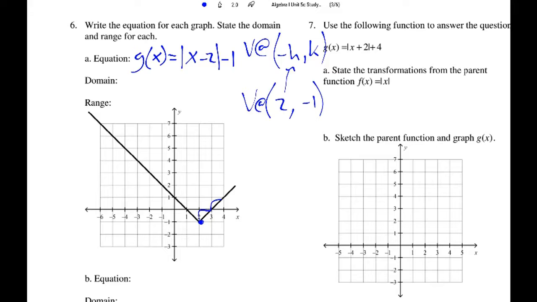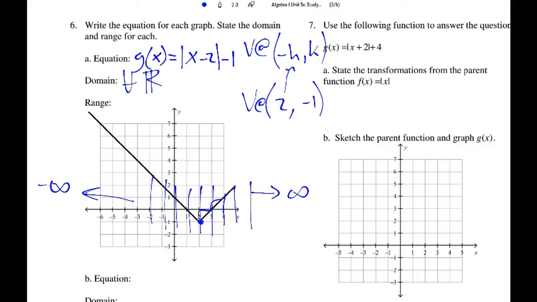Okay. Domain. Domain is the x's. So as you go through all your x's, you're still going to be crossing through your rays. Your rays are just going to keep going all the way towards negative infinity and all the way towards positive infinity. So your domain here, you can just write all real numbers.